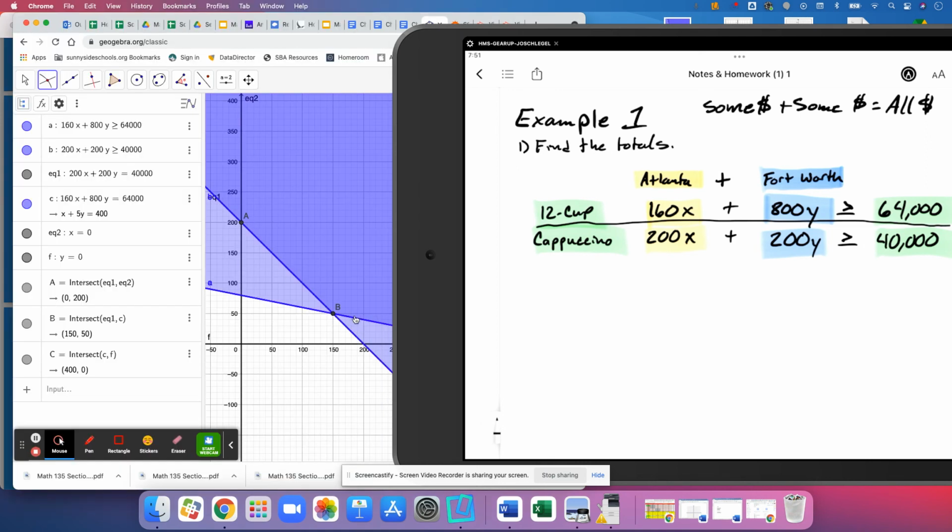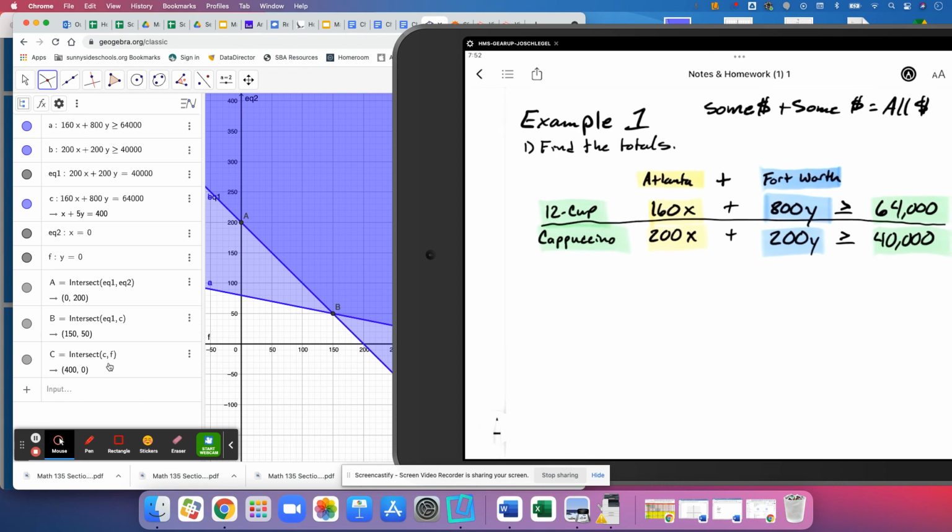Setting this system up and finding these points is a way to figure out the 3 most efficient ways of operating these plants. And then what we're going to end up doing in the next part, which is example 1 continued, is use these points to figure out which of these options is the cheapest for this company.